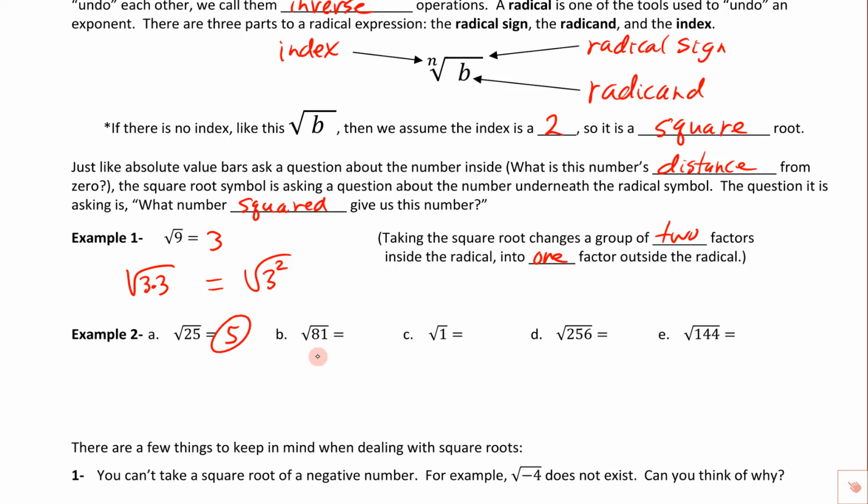What number do we square to get 81? Well, the number we square to get 81 is 9. What number do we square to get 1? Well, we square 1 to get 1.